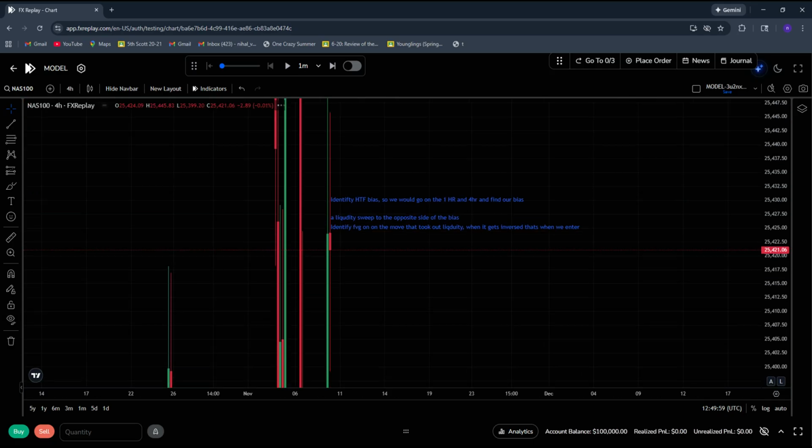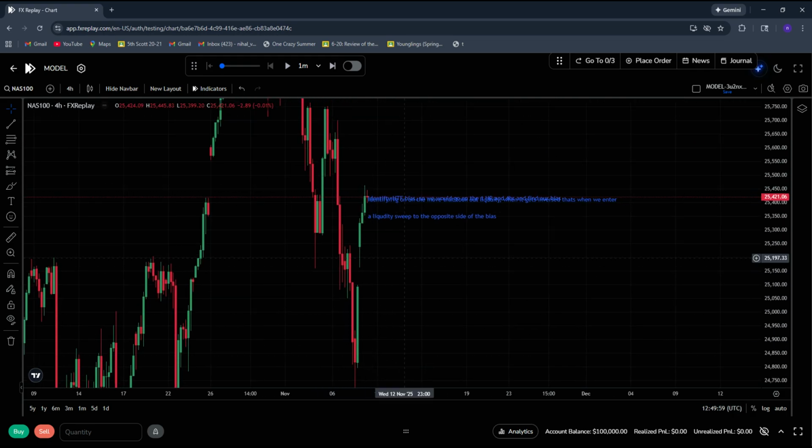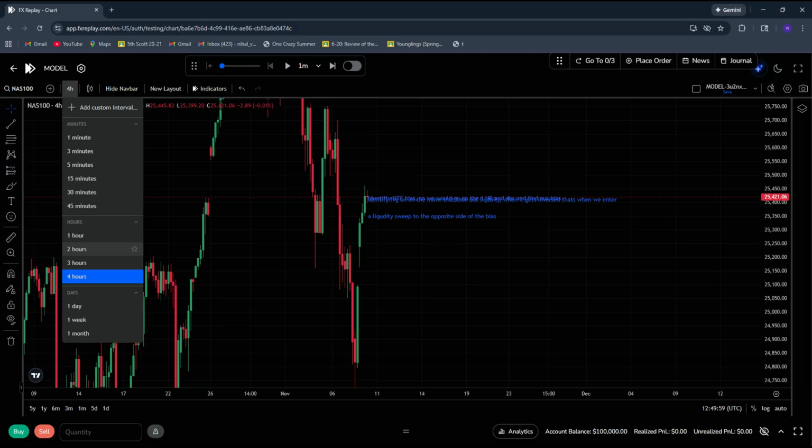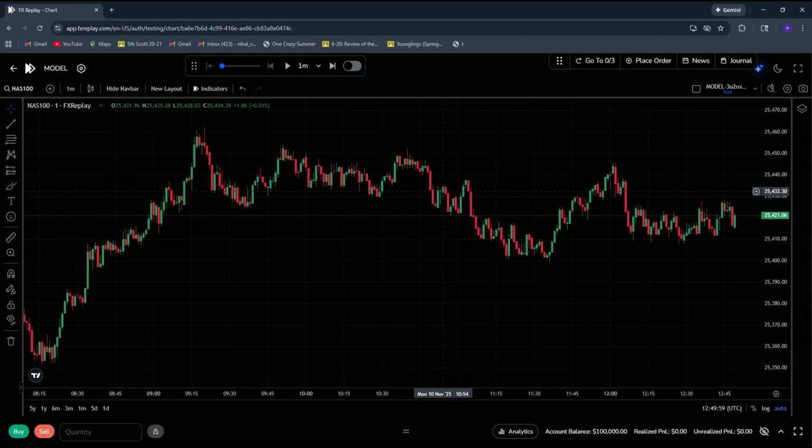So if the 1 hour and 4 hour are looking bullish, in an uptrend, and the 1 hour is also an uptrend, we're looking for longs only today.